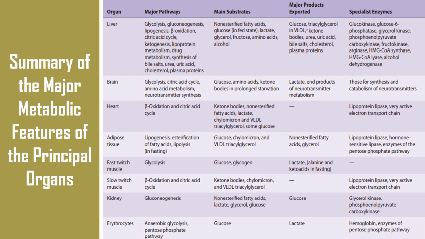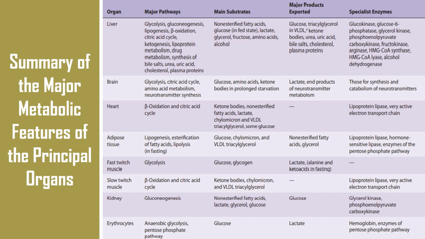Here you can see the summary of major metabolic features of the principal organs. Starting with the liver, the major pathways for the liver are glycolysis, gluconeogenesis, lipogenesis, beta oxidation, citric acid cycle, ketogenesis, lipoprotein metabolism, drug metabolism, synthesis of bile salt, urea, uric acid, cholesterol, and plasma protein. Main substrates are non-esterified fatty acid, glucose in the fed state, lactate, glycerol, fructose, amino acid, and alcohol.